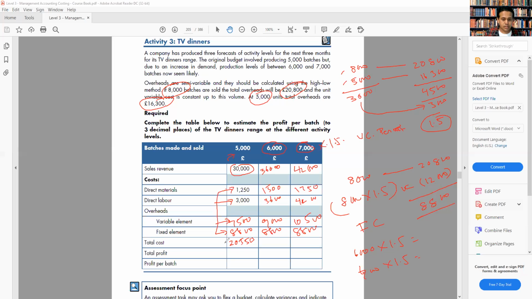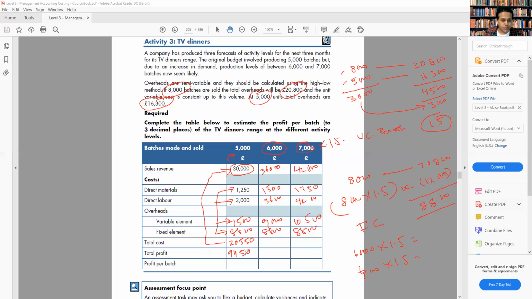So total cost from the sales, isn't it? If I minus the total cost from the sales, that is 30,000, the difference will be our profit. So can you get the profit? 30,000 minus 20,550. That will give us the total profit for 5,000 units, and that is 9,450.